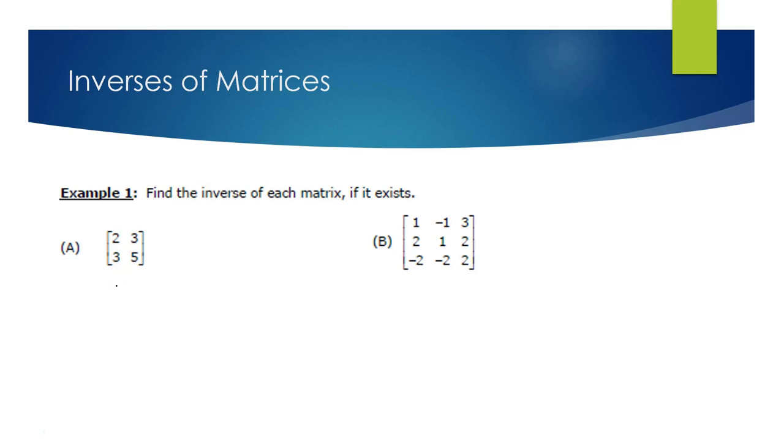So let's have a look and see how we would go through and do this. We have these two matrices, and we want to find the inverses of them. Both of them theoretically should be able to have an inverse because they're both square matrices. But just because they're square matrices doesn't mean they're going to have an inverse. It just means they can.